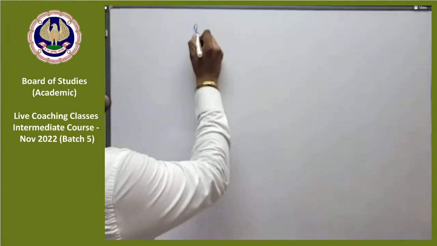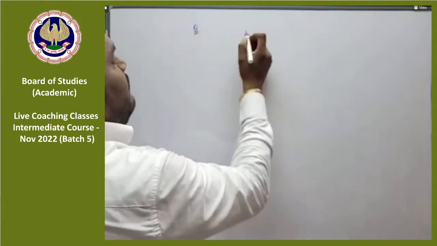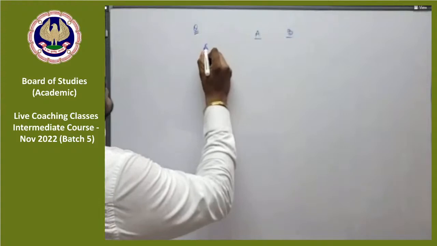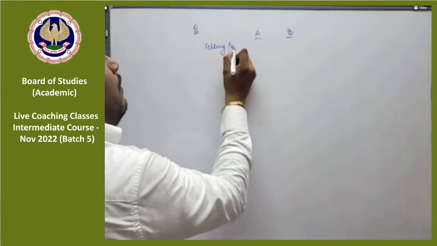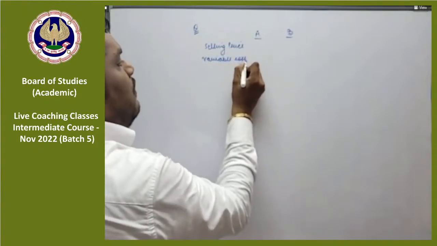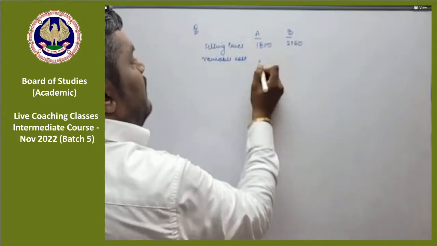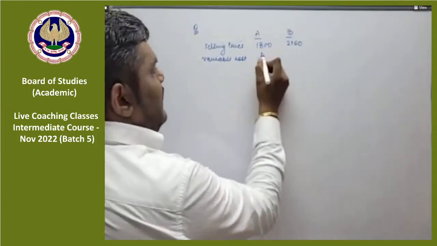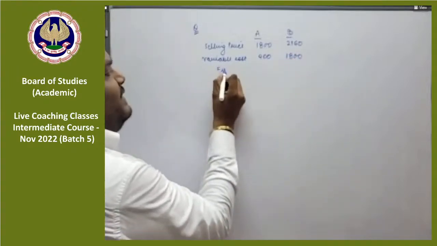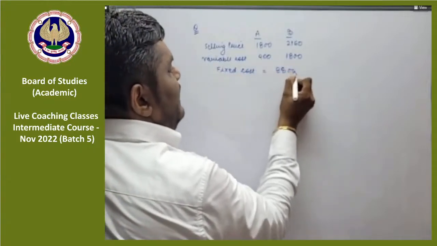So let's say there is a question wherein we are manufacturing two products, that is product A and product B. The selling price and variable cost per unit is given in the question. That is 1800 and 2160 is the selling price, and the variable cost is 900 and 1800. Further, the fixed cost is given of the company, that is, let's say 88,000 rupees.